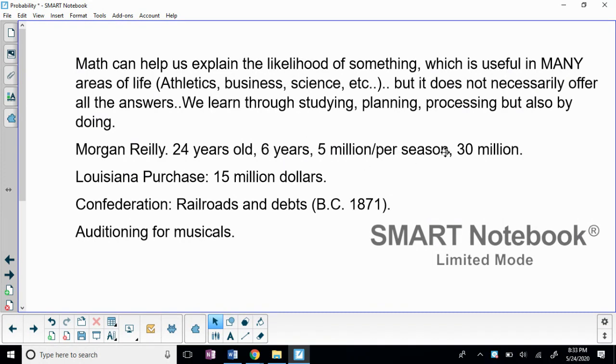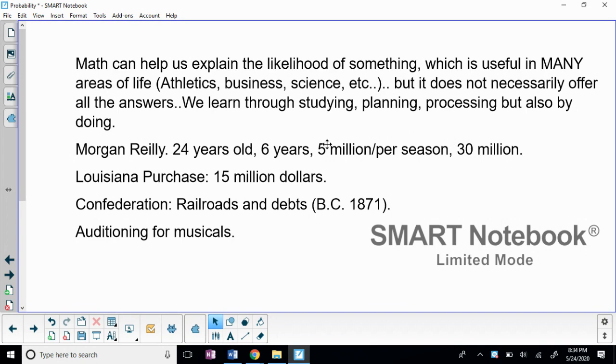But after they made this signing, Morgan Rielly, his statistics went through the roof. He's probably one of the top 5, top 10 defensemen in the league now. And this salary is considered a bargain. So his statistics didn't necessarily warrant this big a contract. Some of you may argue no one warrants this big a contract, like my dad, who thinks athletes are overpaid.